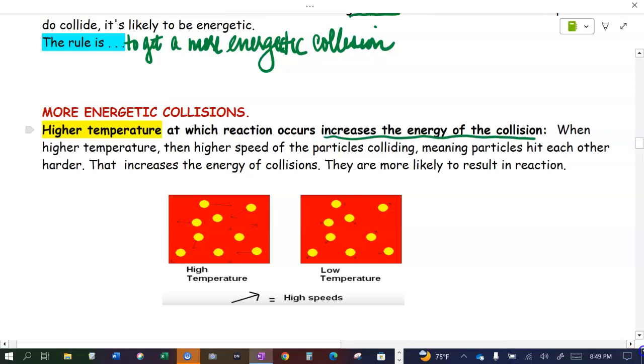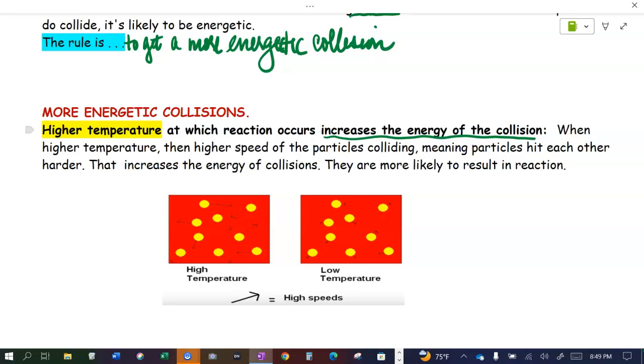When higher temperature, then the particles are moving faster. You know that. All right? Meaning the particles hit each other harder. It's like two cars colliding head on at 30 miles per hour compared to 70 miles per hour. You know it's a much harder hitting collision when the particles are moving faster. So that increases the energy of the collision.